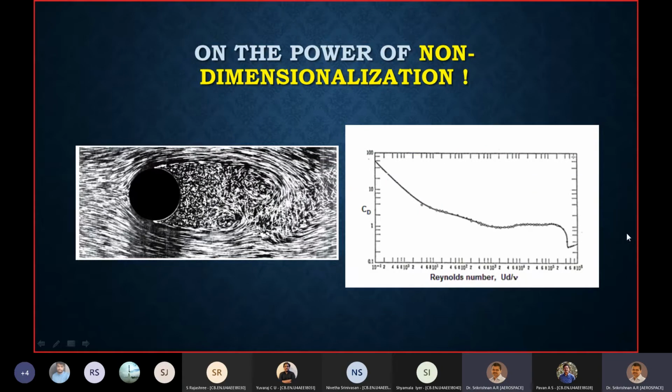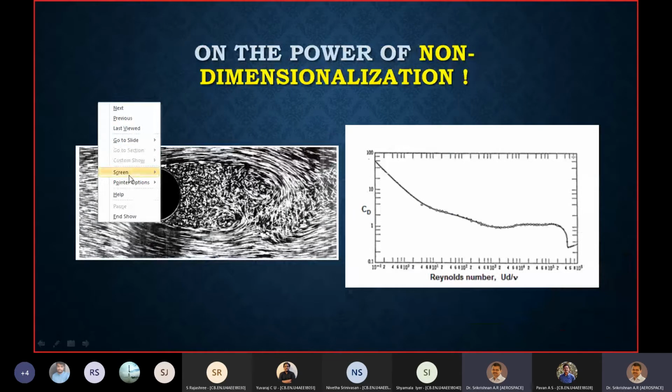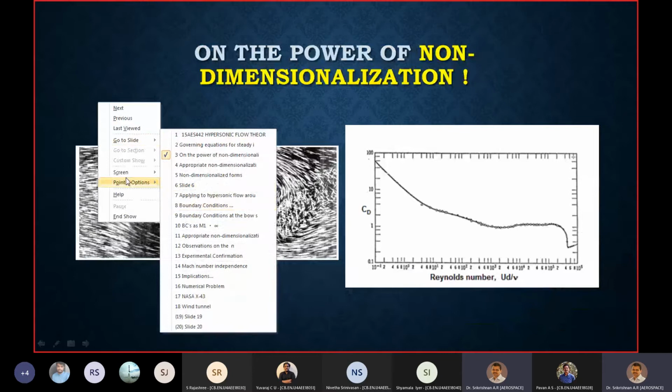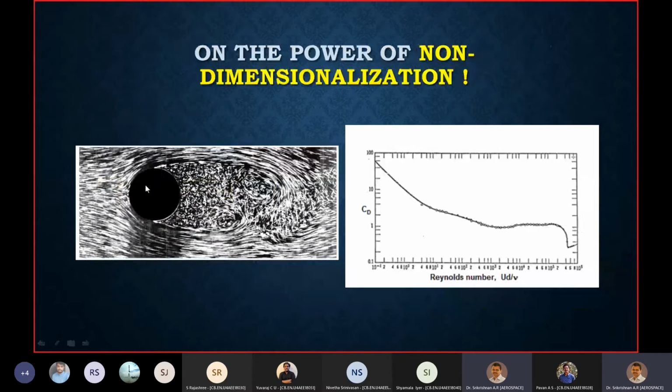When we discussed non-dimensional parameters like Mach number, Reynolds number, etc. Please look at this. This is flow past a cylinder. What you see on the left hand side is the flow visualization. You have maybe water flowing across a cylinder. What you see there as a circle is the end view of the cylinder. A quite familiar picture you would have come across in fluid mechanics.